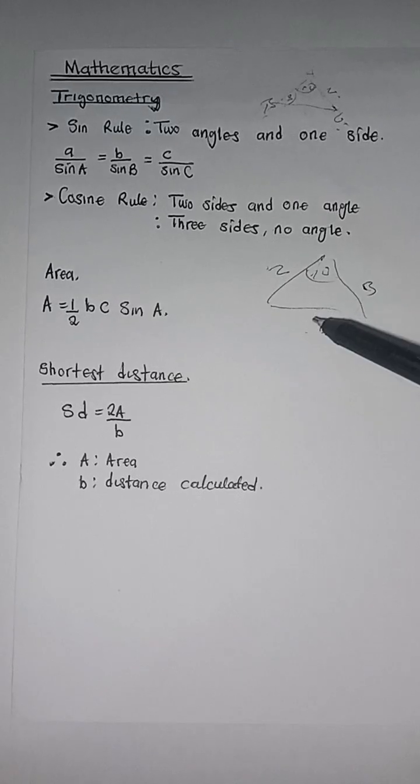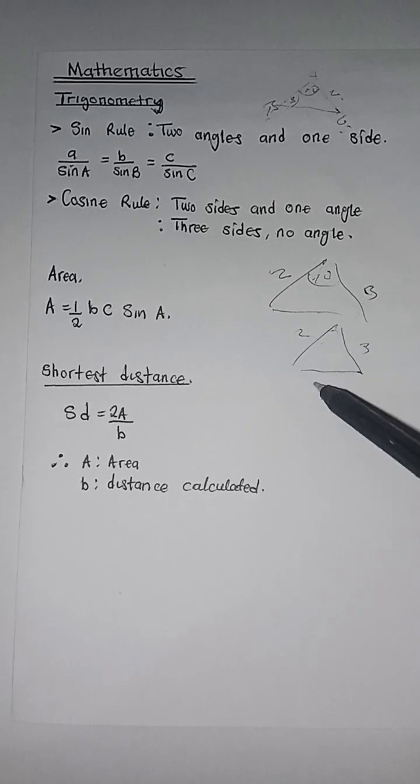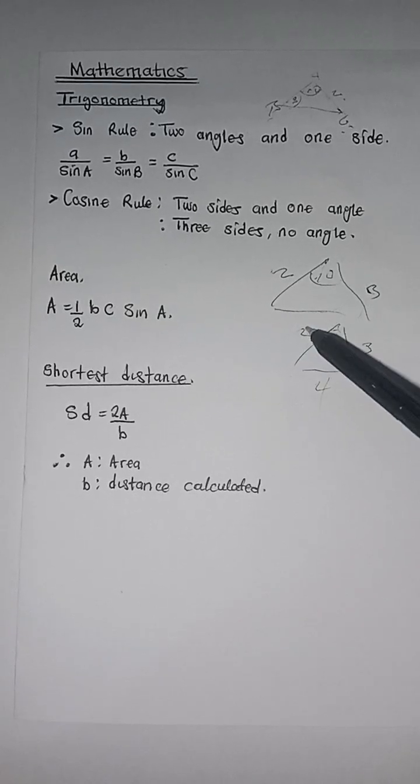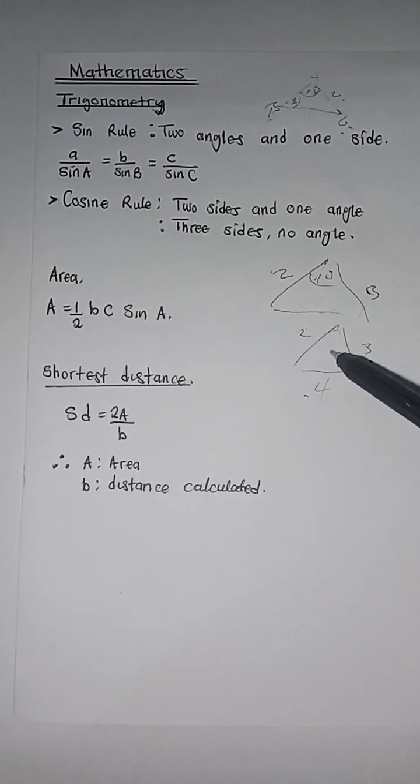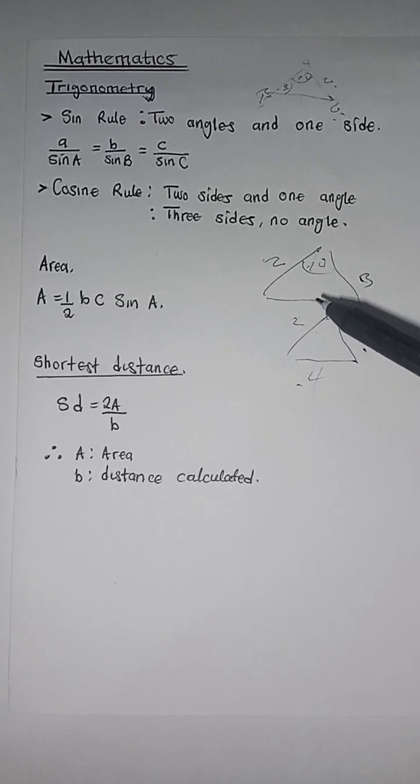Are we together? Then also, when we've been given three sides, let's say 2, 3, and here we have 4. Now, we have 1, 2, 3. These are the sides, and we do not have any angle inside. It is what we say to be the cosine rule.